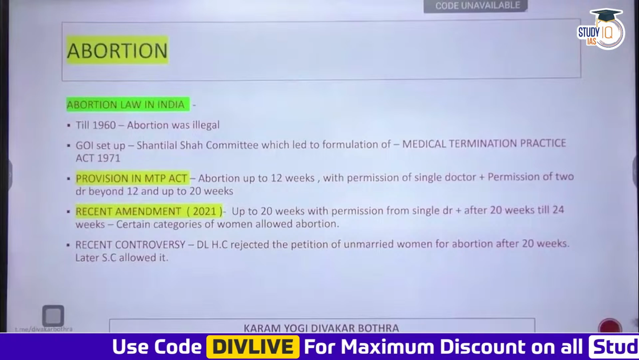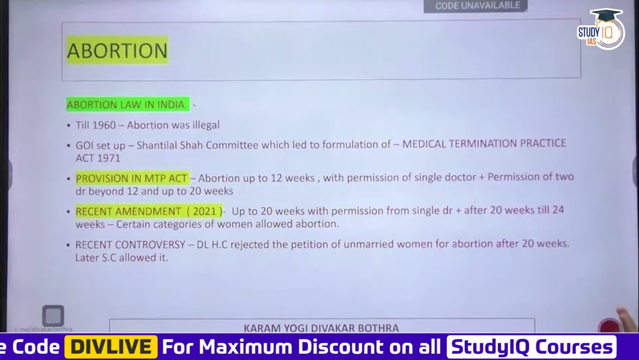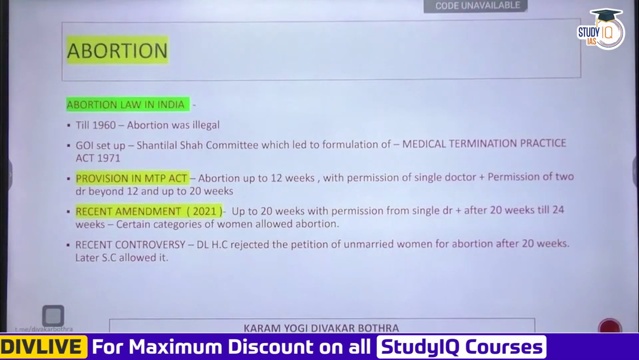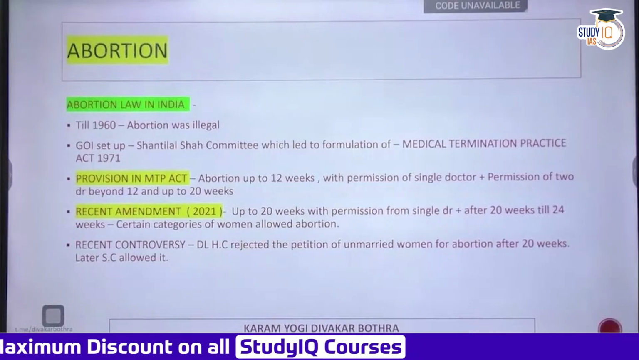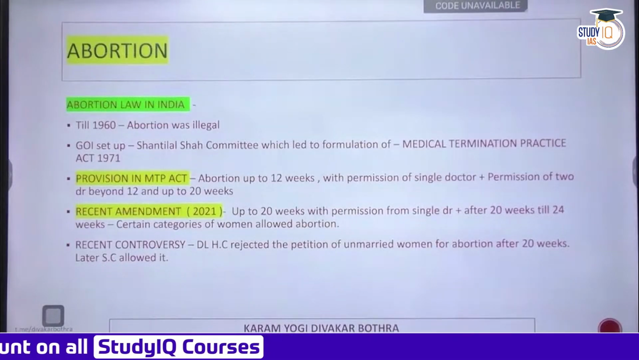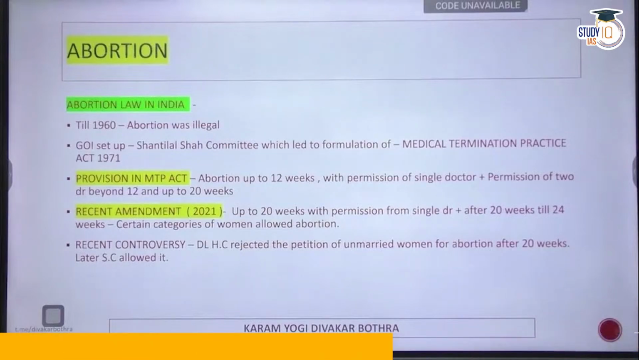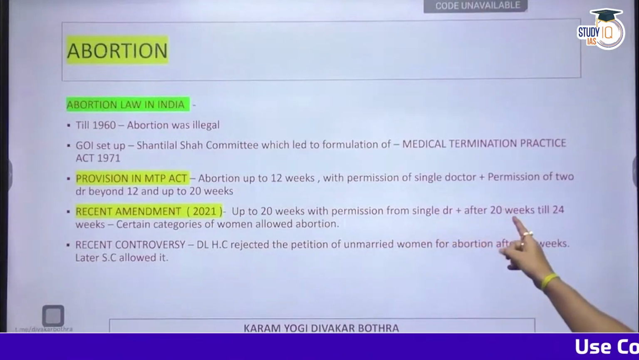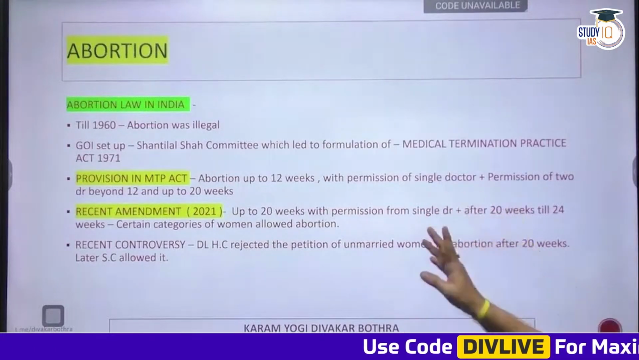Government of India set up... This detail is just for if a question on abortion comes in your examination, only the abortion topic. Shanti Lal Shah Committee was set up, which led to formulation of the Medical Termination of Pregnancy Act, well known as the MTP Act. What is the provision in the MTP Act, which was based on the Shanti Lal Shah Committee? Abortion up to 12 weeks was allowed with permission of a single doctor, plus permission of 2 doctors beyond 12 weeks up to 20 weeks. Technically, till 20 weeks, one can abort a child, provided certain conditions are fulfilled.